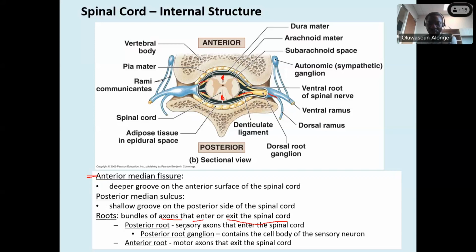All right. So the posterior root carries sensory information into the spinal cord. Then the posterior root ganglion contains the cell body of the sensory neuron. Then the anterior root is the motor axon that exits the spinal cord. So the anterior root takes information out of the spinal cord. Posterior roots bring information into the spinal cord. Let's go.